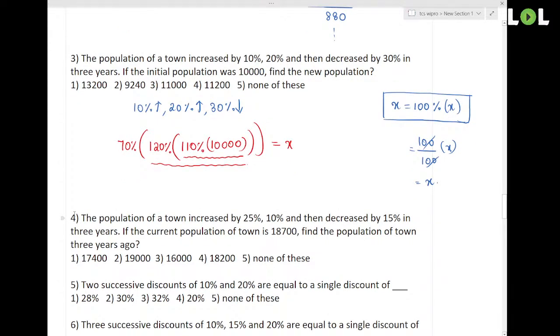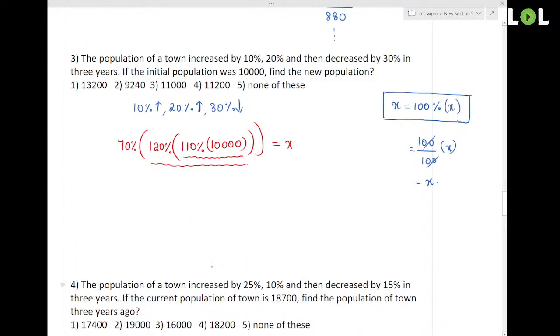So what do I do here? I'll repeat this question. Don't worry, just listen to me. So I have 10,000 here, and 110% means 110 by 100, into 120% means 120 by 100, into 70% means 70 by 100. This is equal to X. Double zero and 4 zeros cancelled here. Here double zeros get cancelled by 0, 0. What am I left with? 7 into 12 into 11. That is equal to X.